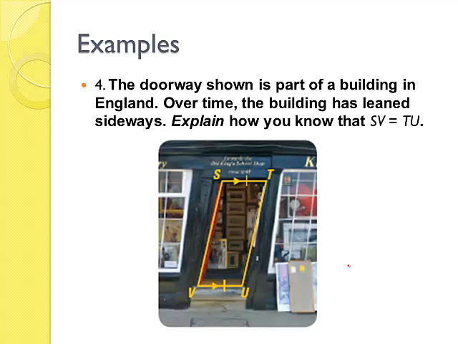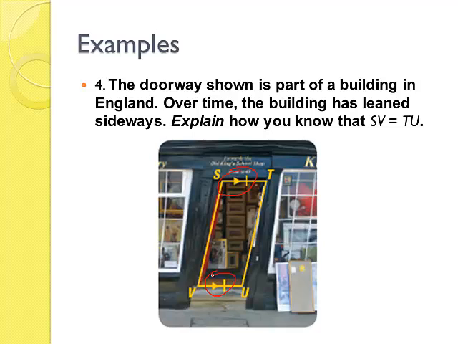All right, so in construction, this is a very important thing. So we have something that's a little misshapen in terms of a doorway. The doorway shown is part of a building in England. If you know anything about architecture in England, it's very old, so it actually does shift over time, or has shifted over time. So the building has leaned sideways. Explain how you know that SV is equal to TU based off of the labeling. Well, based off of this labeling, this is what I'm given.